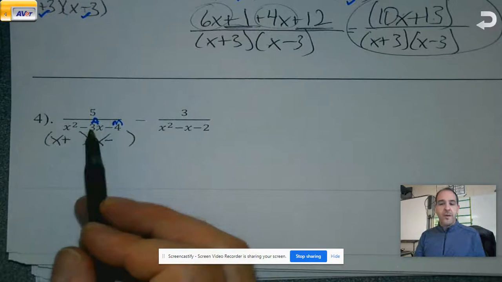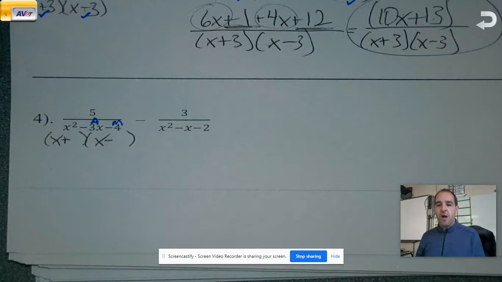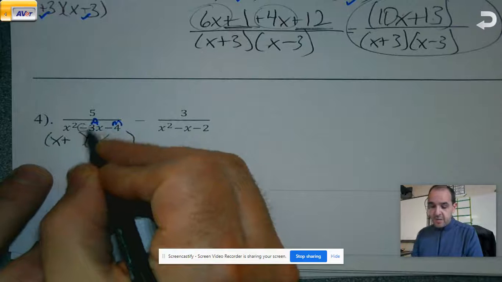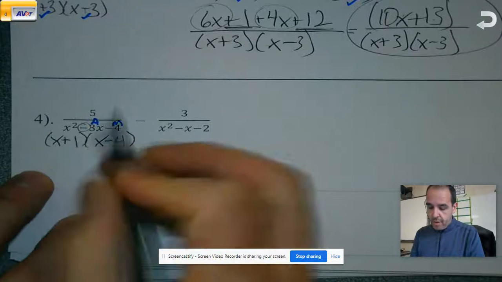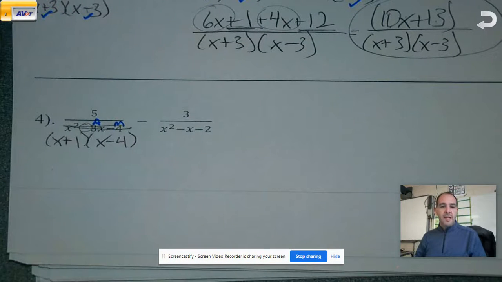Multiplies to 4 and are 3 apart. Geez, this isn't hard. 2 and 2, or 4 and 1? Oh, 4 and 1 are 3 apart. Bigger sign is negative. 4 and 1. That's my new denominator on the first one. Second one.